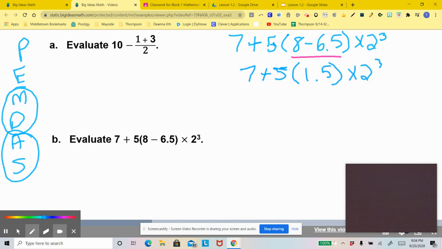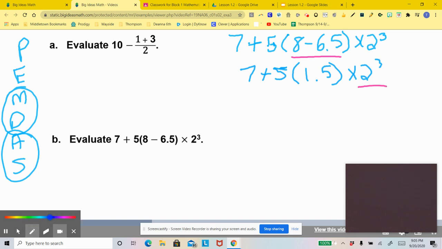Okay, so I'm going to change my color because we need to see what we're going to do next. So it does say parentheses is first, but there has to be an operation in those parentheses. For example, my 8 minus 6.5, there's an operation inside the parentheses. Here, it's just 1.5. There's no operation. So that's why it's telling you that these parentheses mean multiplication. So that means parentheses is not first. We're done there. So that's why we're going to go right to the exponents. So that's our next step.